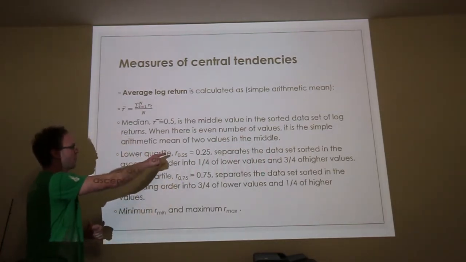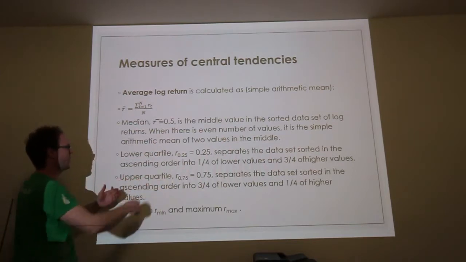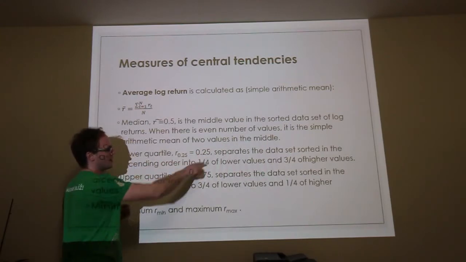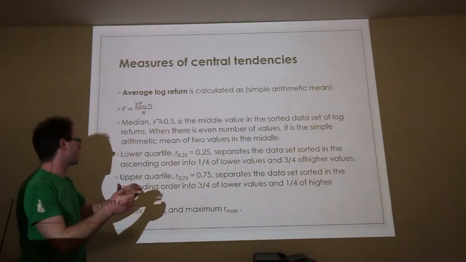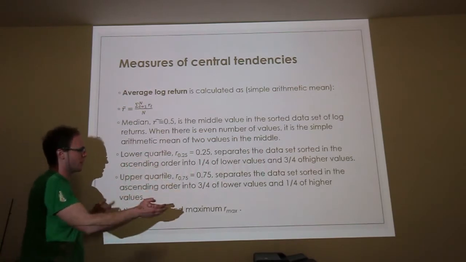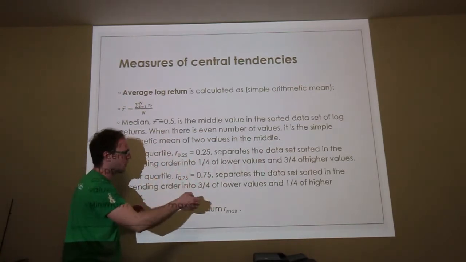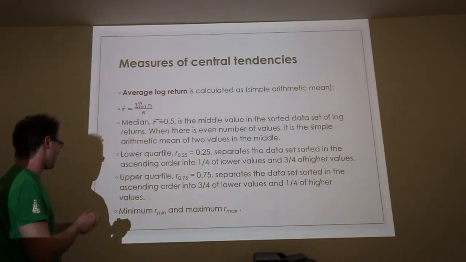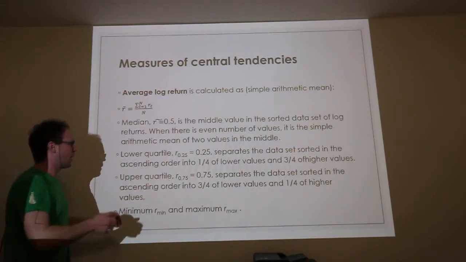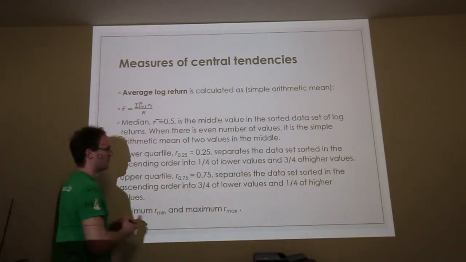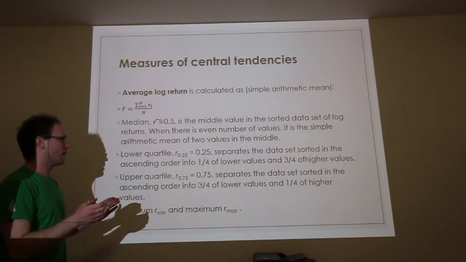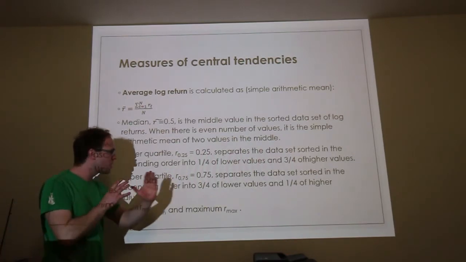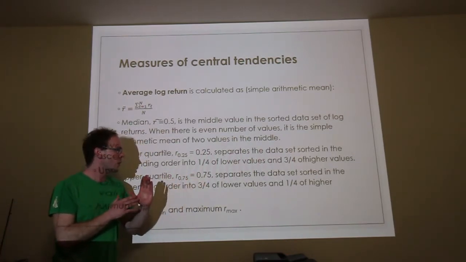Yes, lower quartile and upper quartile. Yes, lower quartile denoted like 0.25 separates the data set sorted in the ascending order into 1/4 of lower values and 3/4 of higher values. Upper quartile denoted 0.75 separates the data set sorted in ascending order into 3/4 of lower values and 1/4 of higher values.